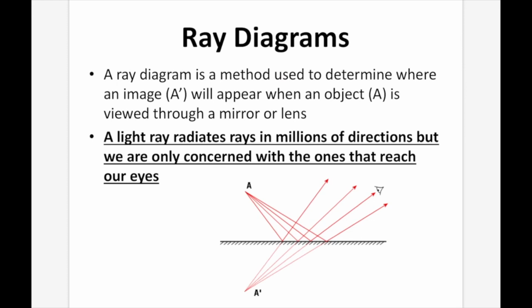Ray diagrams. A ray diagram is a method used to determine where an image, so that's going to be with our apostrophe, will appear when an object, no apostrophe, is viewed through a mirror or lens. A light ray radiates in millions of directions, but we only are concerned with a few of the light rays that reach our eyes. So in this example here, this is going to be our object up top. This is going to be our, say, plane mirror, and that's going to be the image. So if you're looking at an object in a mirror, you think that it's on the other side of the mirror. Now, we're smart enough, we understand reflection.